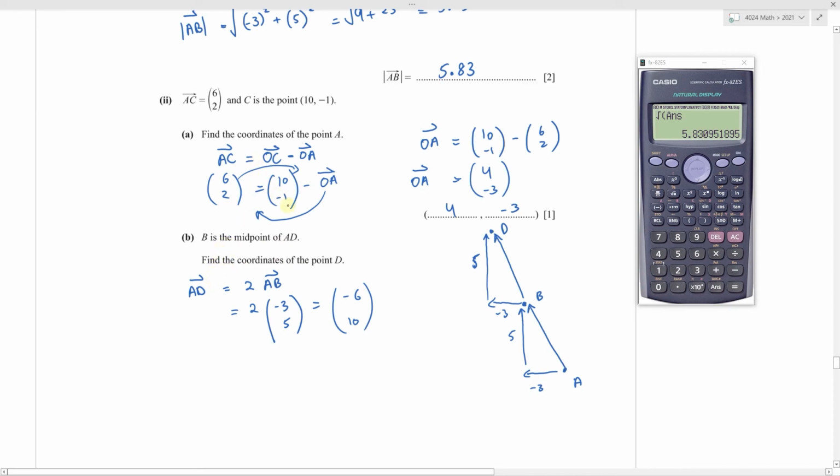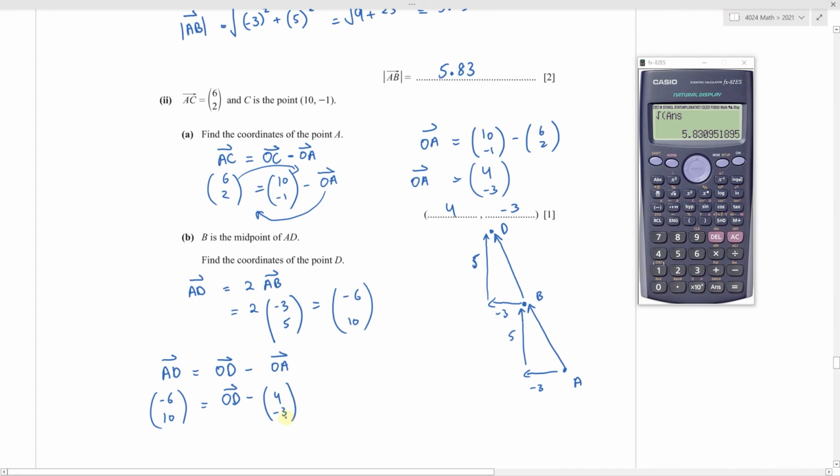You know the position vector of A. You calculated it in the previous part. So you only need to find the coordinates of point D, or the position vector of point D. So again, using the same concept that we used in the previous part, your vector AD is given by position vector OD minus the position vector OA. AD is minus 6 and 10. OD is unknown, that's what we need to calculate. Minus OA is this, 4 and minus 3.